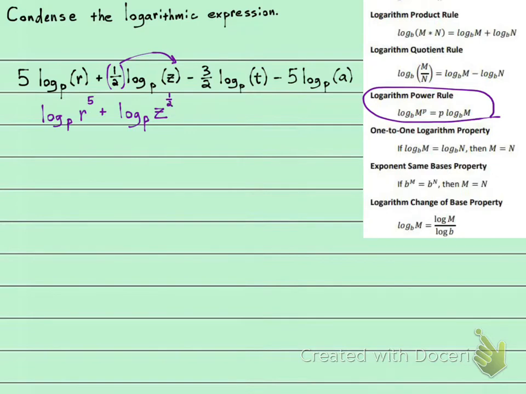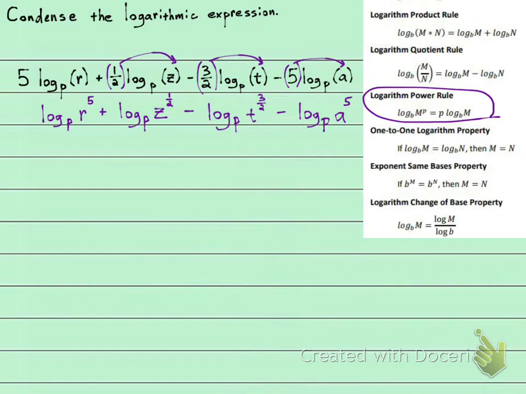All right, same thing here. The 3/2 comes up. It's going to be the exponent on the t. So minus log base p of t to the power of 3/2. All right, and just like we did for the first 3, same thing here. This 5 is going to come up and become the exponent on the a. Log base p of a to the 5th power.